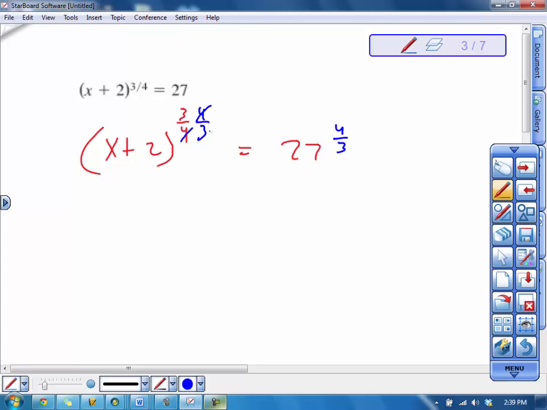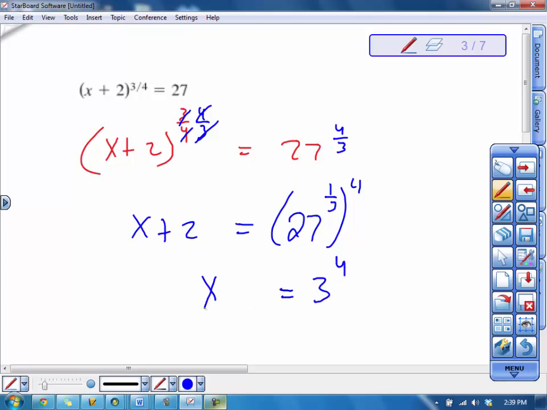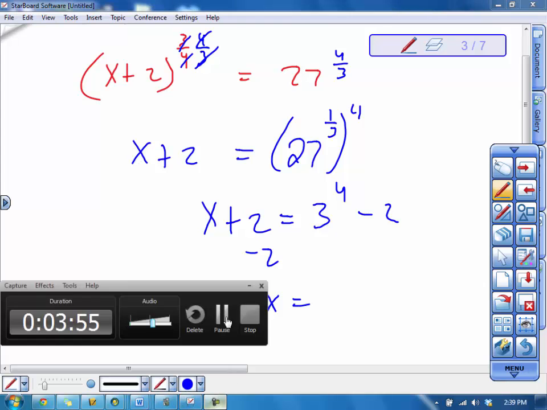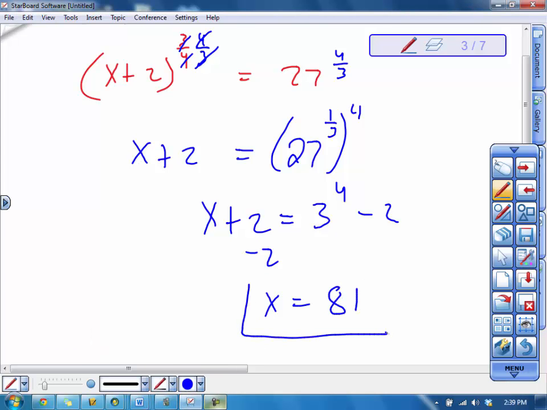Because if I do that, this 4 cancels, this 3 cancels, and I end up on the left with x plus 2. And on the right, I end up with 27 to the 4/3, which I'm going to write as 27 to the 1/3, to the 4th power, because I know 1/3 is really the cube root. The cube root of 27 is just 3. So it's 3 to the 4th equals x plus 2. And then I can subtract 2 from both sides, and you get x equals 81. Oh, minus 2, sorry, 79.